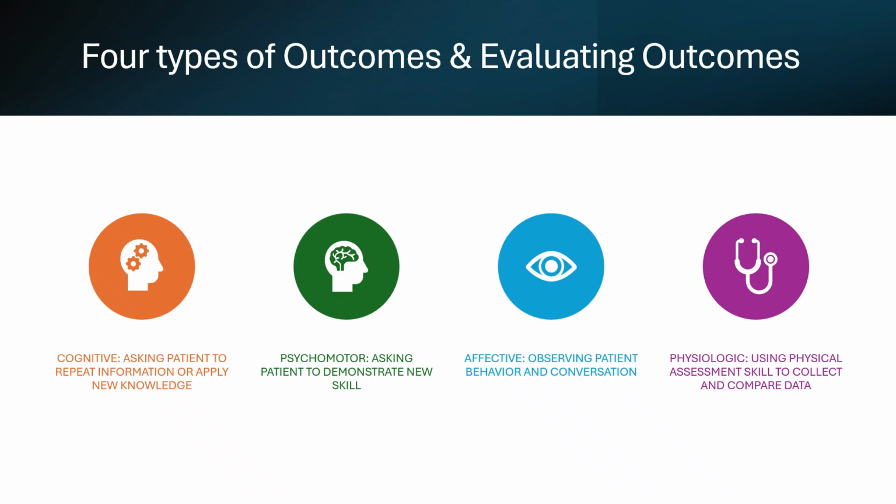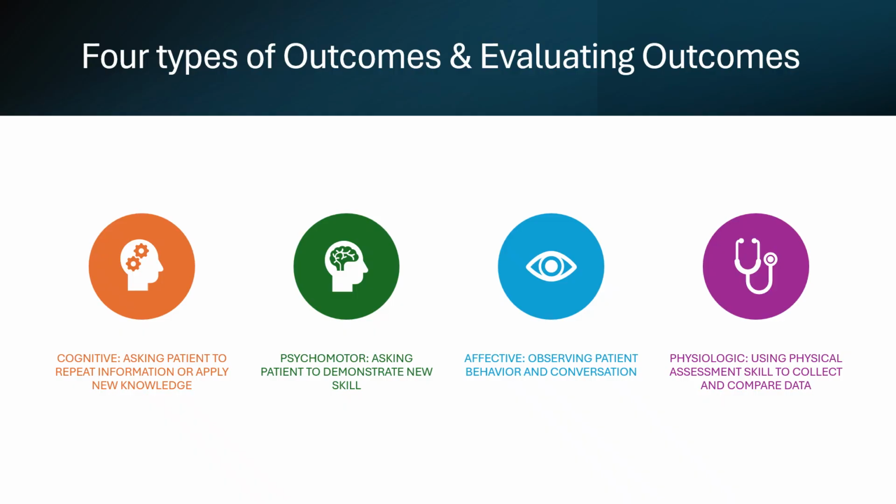An example: within 1 day after teaching, the patient will list 3 benefits of continuing to apply moist compresses to the leg ulcer after discharge. This shows the patient understands the why behind the care. The psychomotor outcomes measure the patient's ability to perform new skills. To evaluate, ask patients to demonstrate the new skill. For example, by November 12th, 2025, the patient will correctly demonstrate application of a wet-to-dry dressing on the leg ulcer. This confirms the patient can do what is needed.